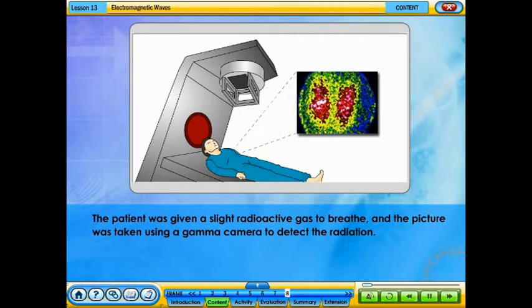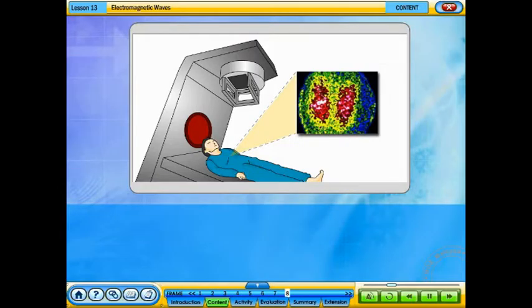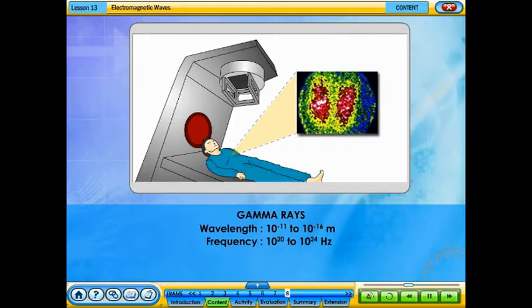The patient was given a slightly radioactive gas to breathe, and the picture was taken using a gamma camera to detect the radiation. Gamma rays have the smallest wavelengths and have extremely high-frequency waves. Gamma rays have wavelengths of 10 to the power of -11 to 10 to the power of -16 meters, and frequency of 10 to the power of 20 to 10 to the power of 24 hertz.